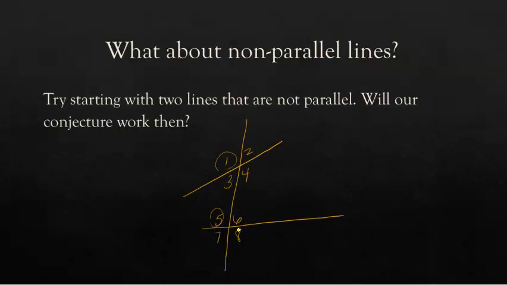What about our alternate exterior angles, 1 and 8? Also not congruent. Again, 8 looks a lot like a right angle, and 1 is definitely obtuse. What if we compare alternate interior angles, maybe 4 and 5? Do 4 and 5 look congruent? No, they don't. So this does not work with non-parallel lines. Remember that we can always go backwards.